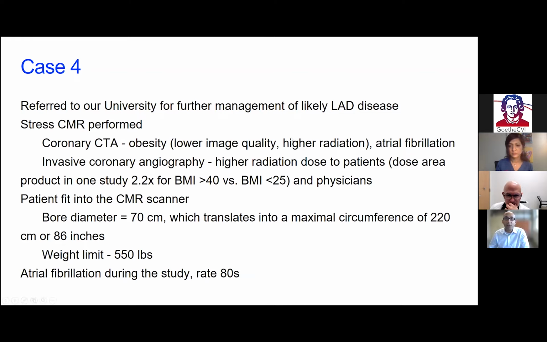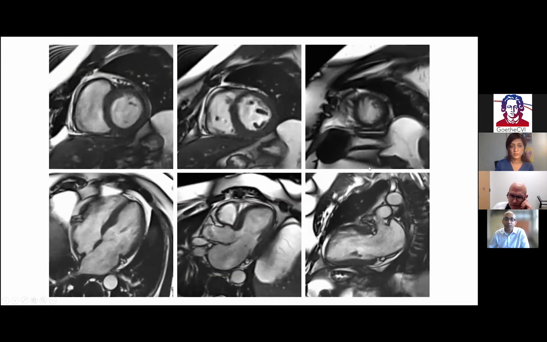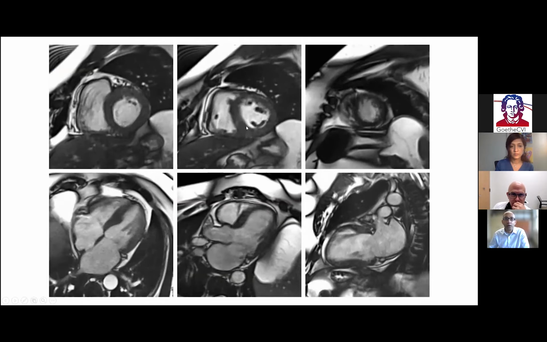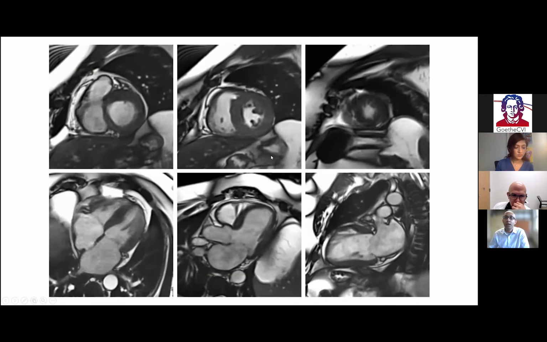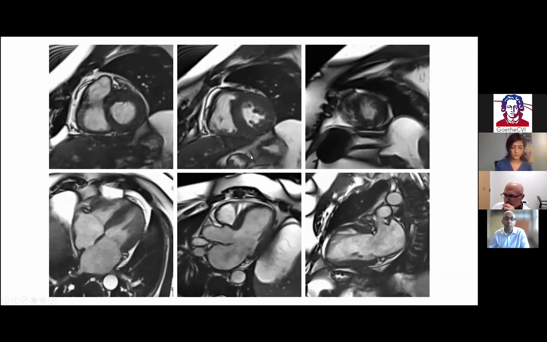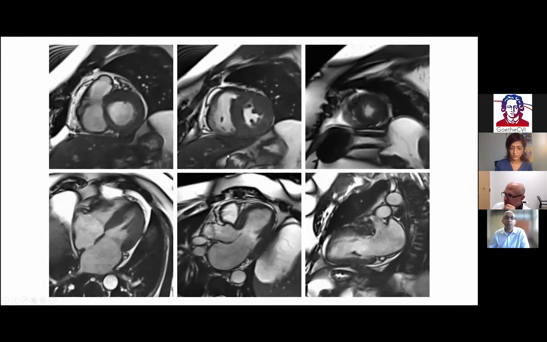He was in atrial fibrillation during the study with the heart rate in the 80s, but we were still able to obtain optimal image quality. These are the cine images. You can see there are some cardiac artifacts. However, we can see that the cardiac function is normal. There are no real regional wall motion abnormalities.